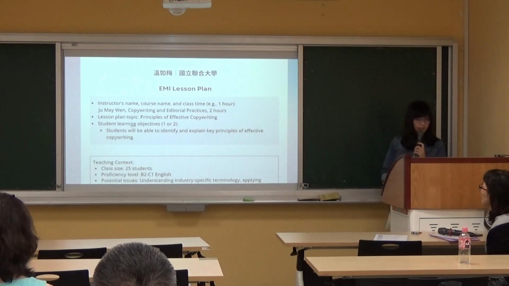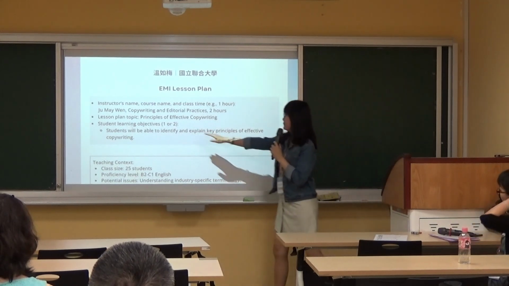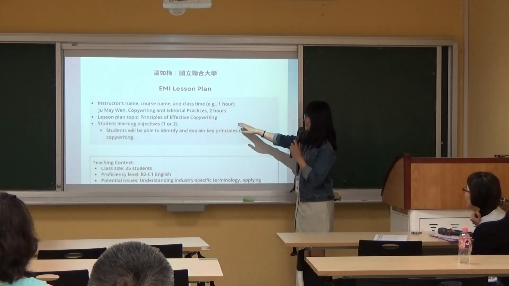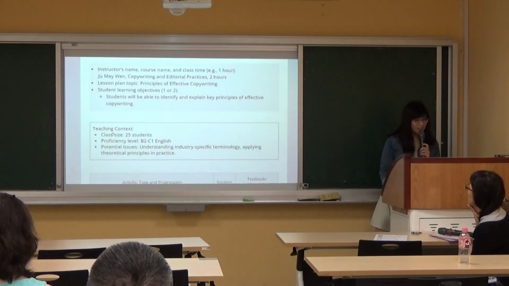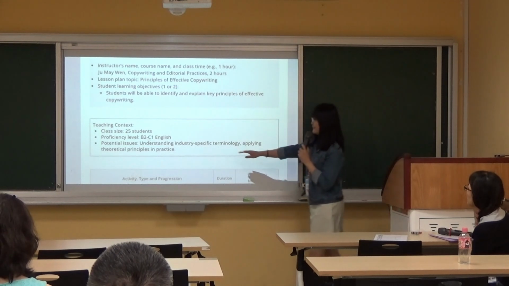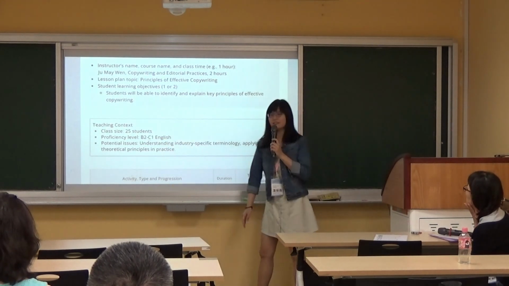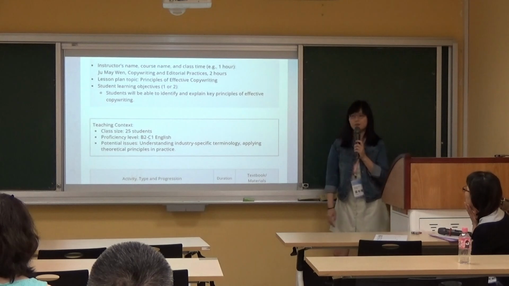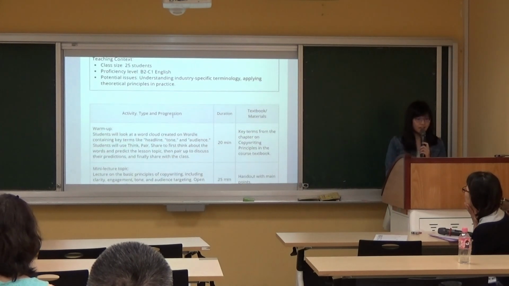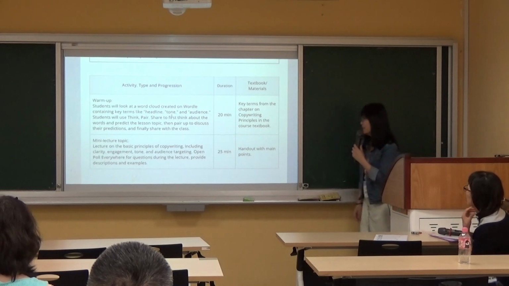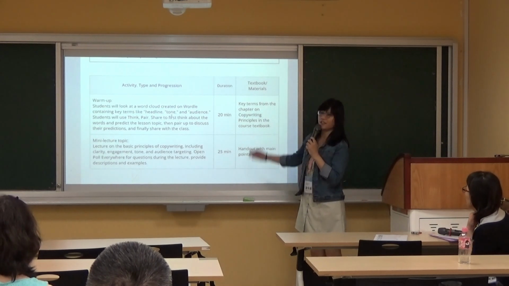The topic of my lesson plan is Principles of Effective Copywriting. The class size is 25 students. Their proficiency level is B2 to C1 in English. So now, let me explain my activities.